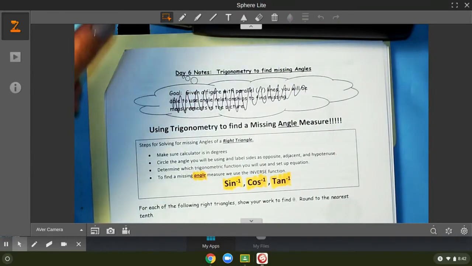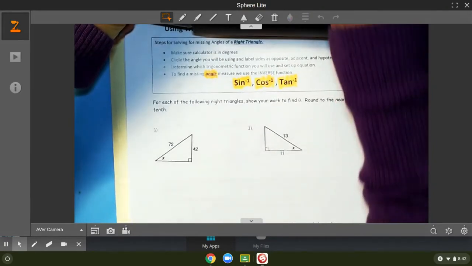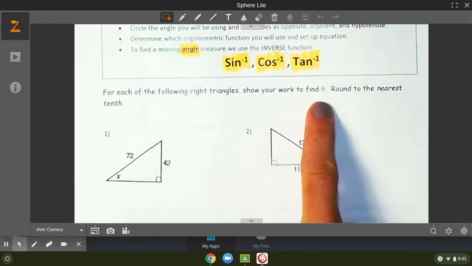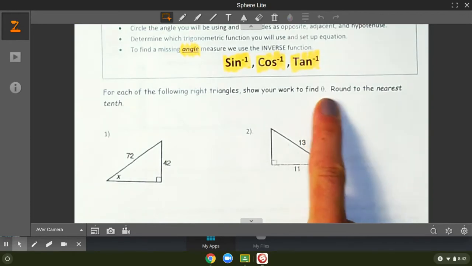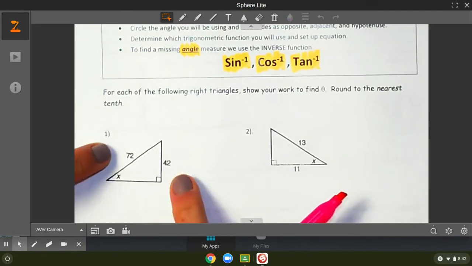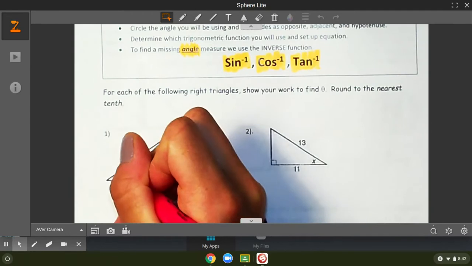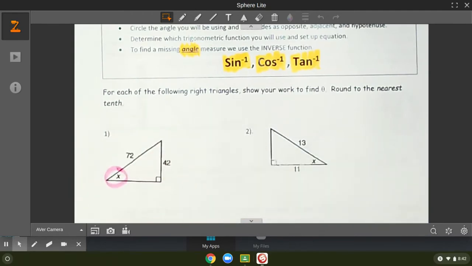So example number 1, for each of the following triangles, show your work to find the value of theta. Theta just means it's a missing angle measure. Round to the nearest tenth. If we look at our very first triangle, the first thing we need to notice is that it is a right triangle. I have a missing angle and 2 sides, which means we can use trigonometry. So I'm going to circle my angle, and now I'm going to label my sides.